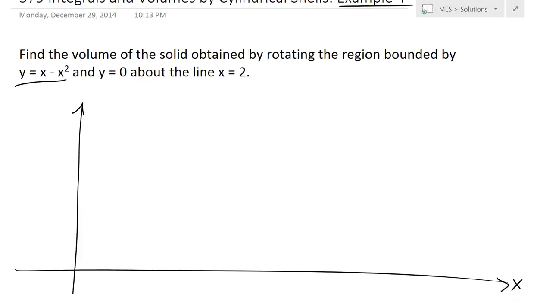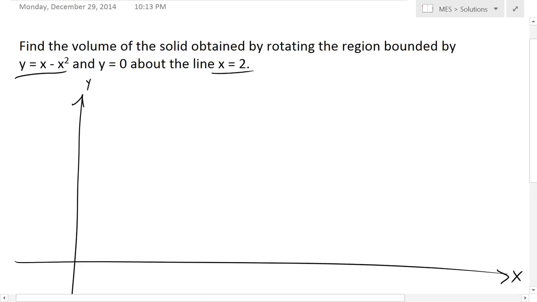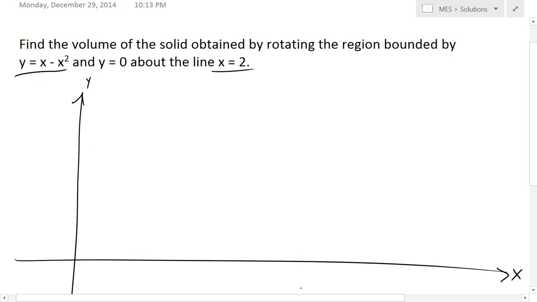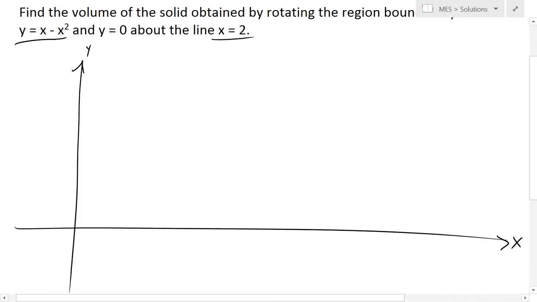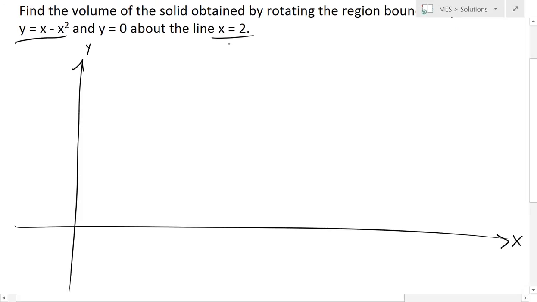Now in this example we're going to be rotating about the line x equals 2, which is different from my earlier videos, in which I usually rotate about the y-axis or the x-axis. So with this one we could use cylindrical shells, and I'll show you that in a bit. But first of all, this function y equals x minus x squared is a parabola, and you could tell by the power 2 there.